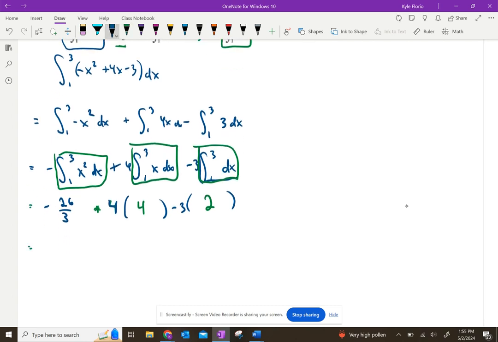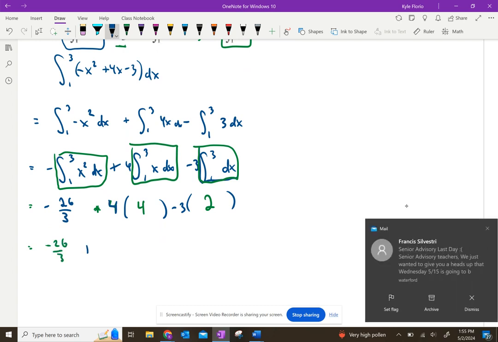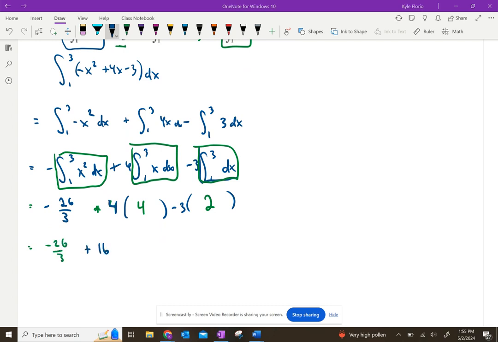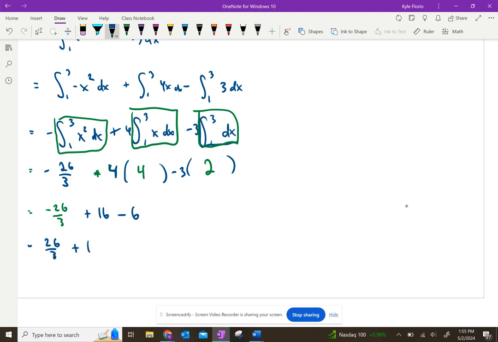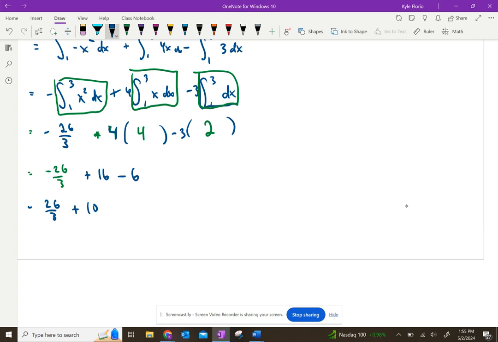So this just becomes negative 26 thirds plus 16 minus 6. 16 minus 6 is, yeah, positive 10. Negative 26 thirds plus 10. I'm just going to rewrite this, multiply top and bottom by 3. This is really just 30 thirds. So negative 26 thirds plus 30 thirds is going to give me 4 thirds.